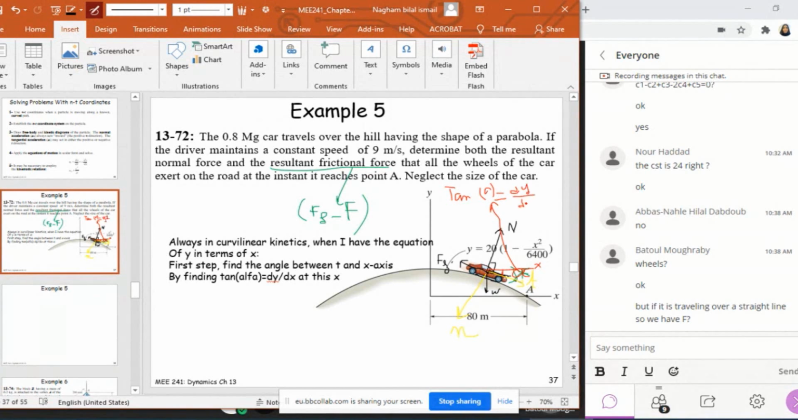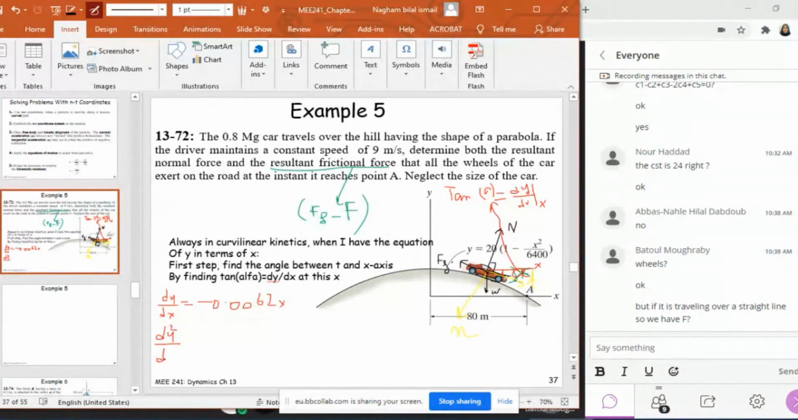Of course, you know this relation, right? At this x. Okay? So now, guys, I'm going to find dy over dx. Dy over dx is equal to, what is dy over dx? It is equal to minus 20 times 2 times x over 6400. So it is minus 0.00625x.